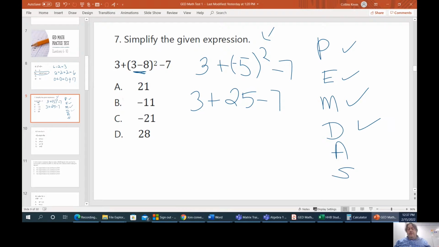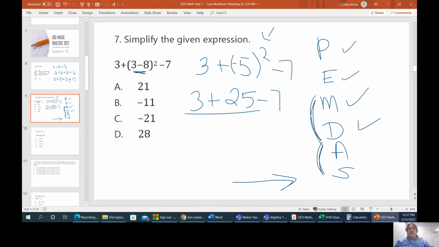No division happening here. Oh, another thing too, when you get down to a problem that has just multiplication and division, you just go left to right. You don't have to do multiplication first and division second. Okay, and then same thing here with the adding and the subtracting. You don't have to do adding first and subtracting later. You can just go from left to right.